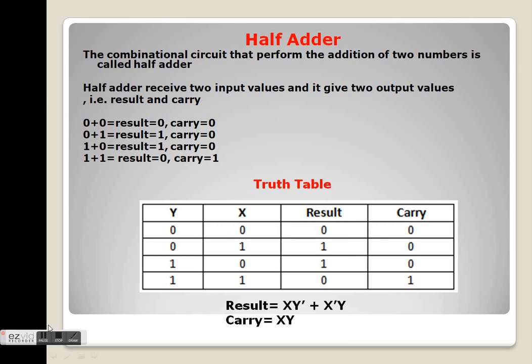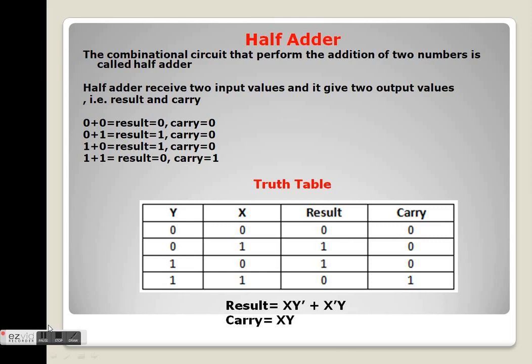Students, firstly we will prepare the truth table for the input combinations and the output combinations. From the truth table you can see that if the inputs are 0 0, then the result is 0 and the value of carry is 0. Similarly, you can check the other values of the truth table.